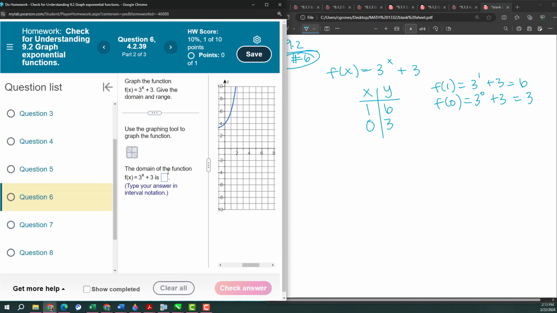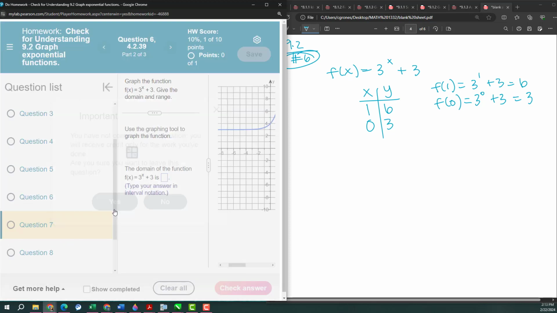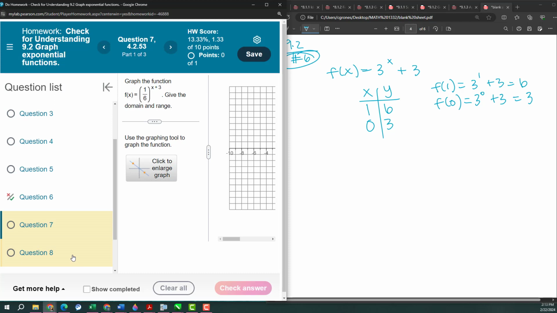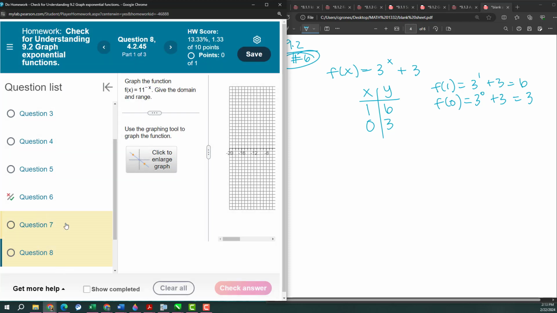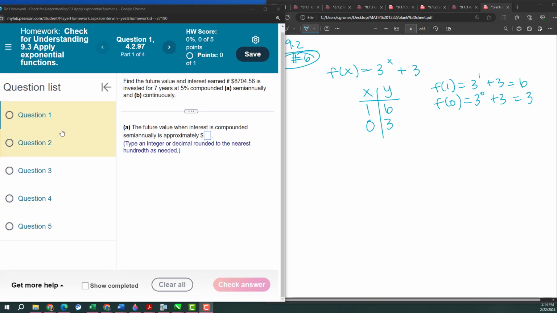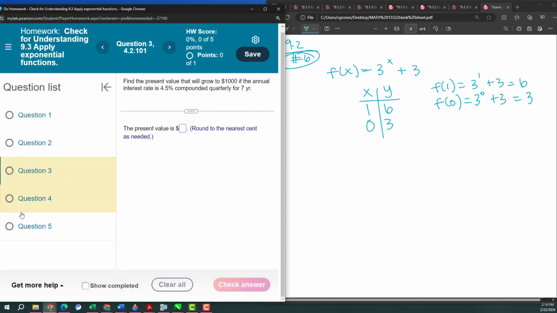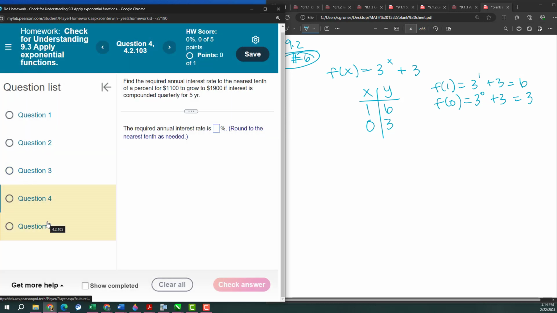And then you're going to put in the domain of the function and the range of the function. Not going to go over that. And that is all the ones that you're going to be looking out for in 9.2. Let's look at 9.3. 9.3 is over the compound interest formula. There are only 5 questions on that. I am not going to do one of these as practice.